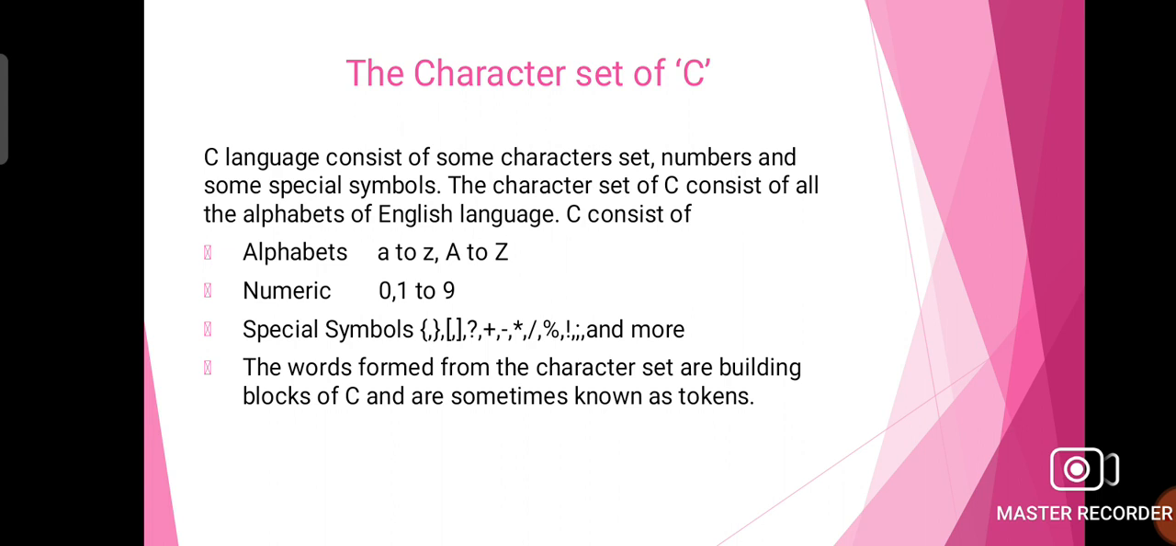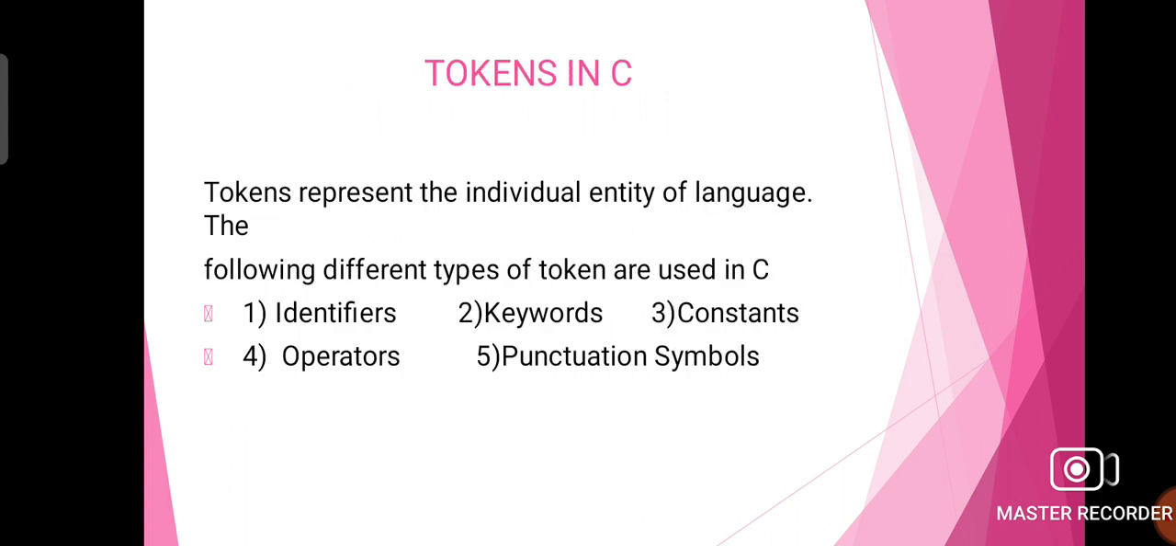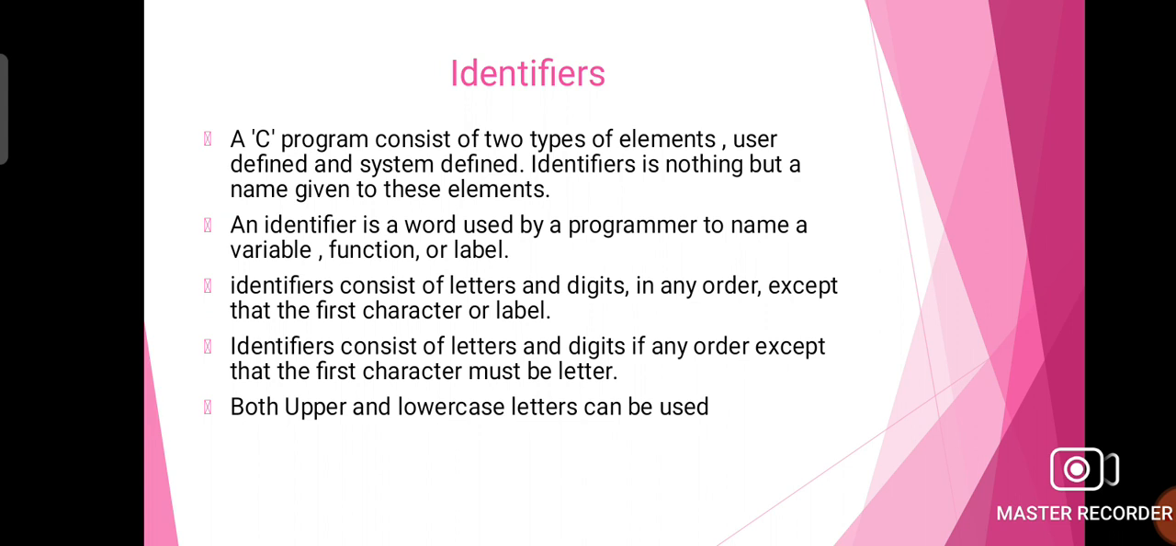The character set consists of all the alphabets of the English language, like small letters a to z, capital letters A to Z, the numerics from 0 to 9, and many special symbols or special characters. These are called the building blocks of C programs. These are otherwise called tokens. Normally we can classify the tokens into different types like identifiers, keywords, constants, operators, and punctuation symbols.